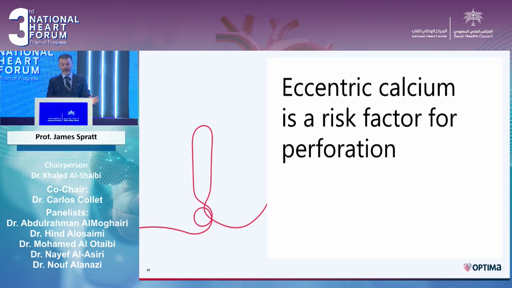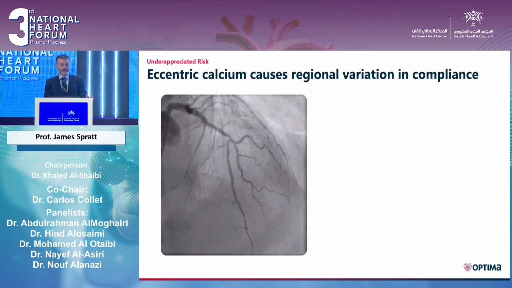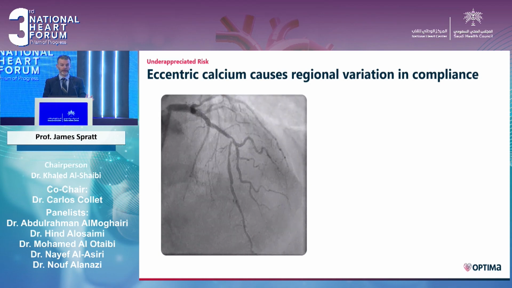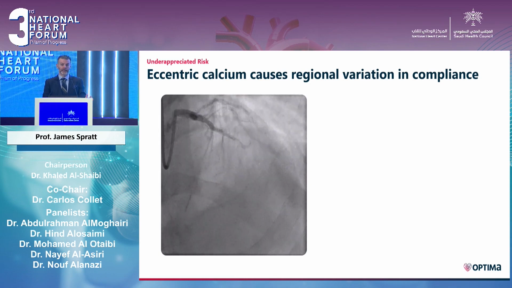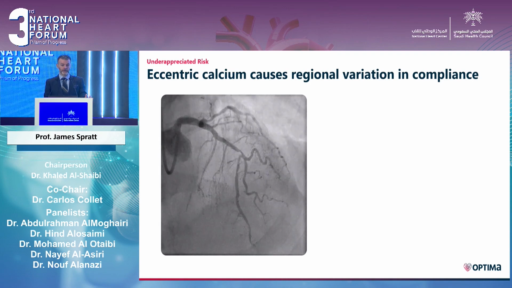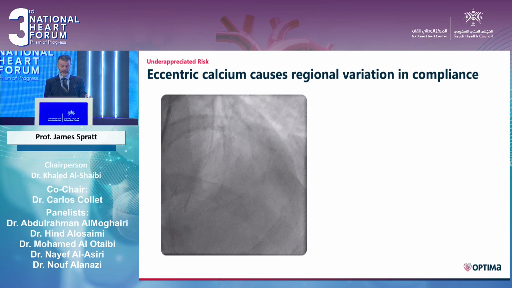But not only that, eccentric calcium is also a risk factor for perforation. This is because it causes something called regional variations in compliance, which is a long-winded way of saying that half of the artery is resistant to expansion and the other half of the artery is very elastic.